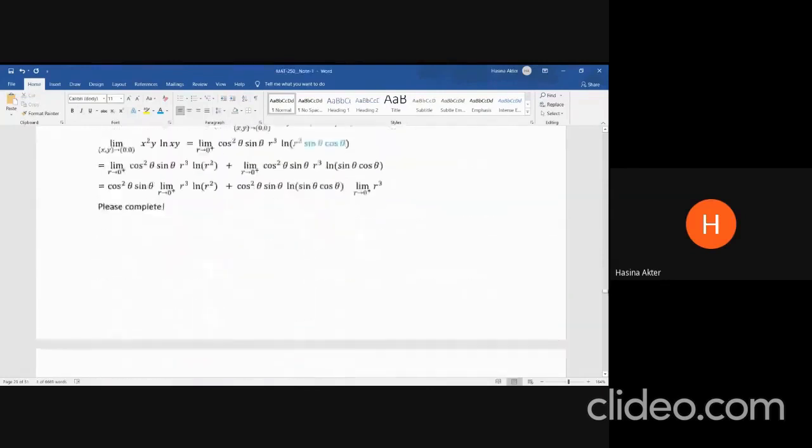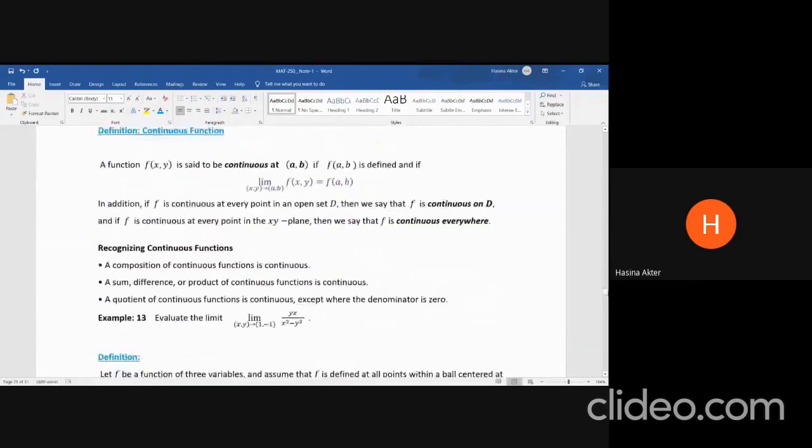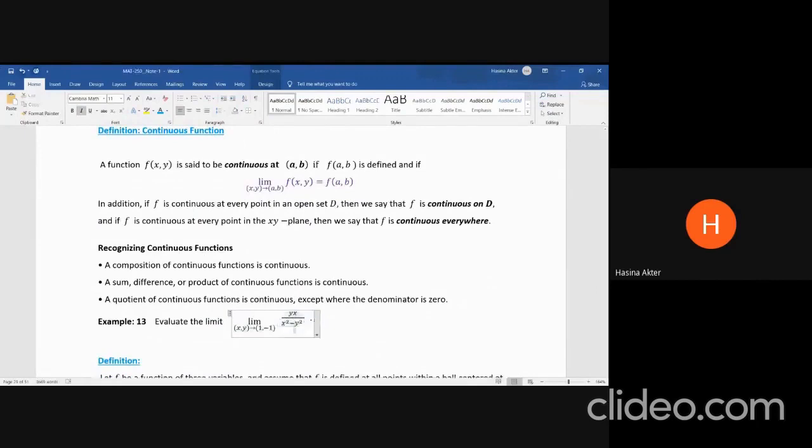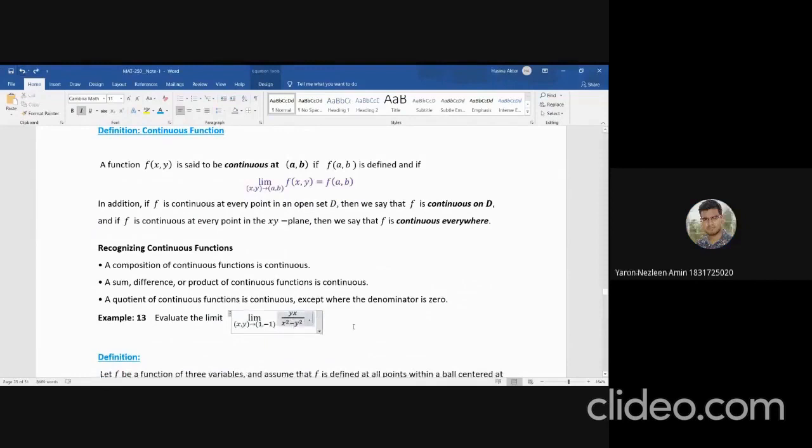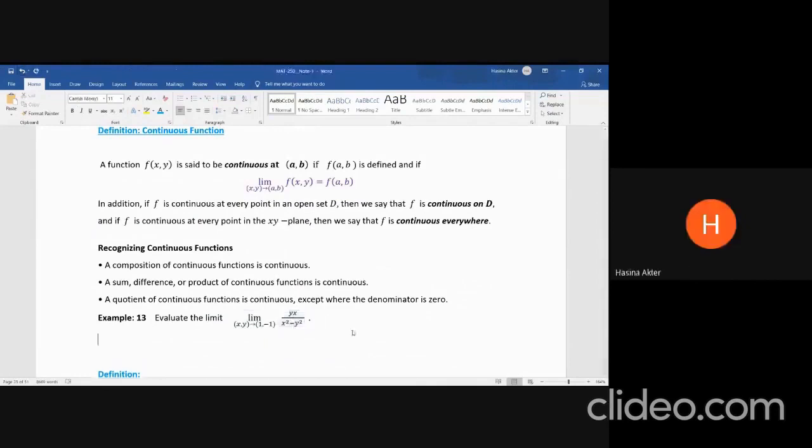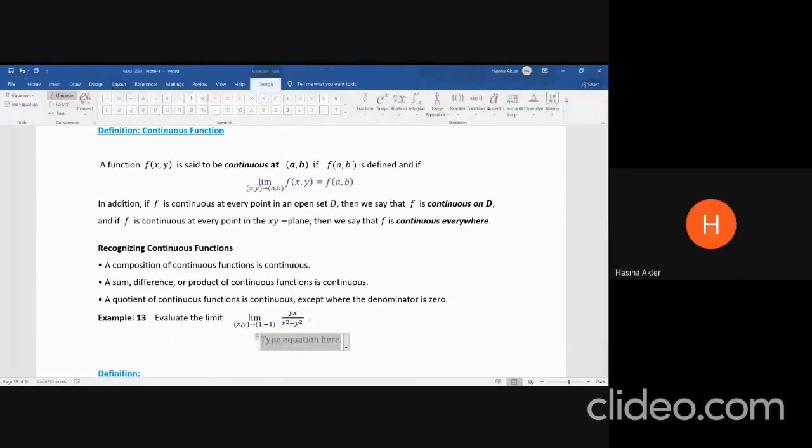But I wanted to change that one. I wanted to say that the function is not continuous at the given point. Now look at the function. This is a rational function. It must be continuous on its domain, and its domain is the domain of this function. Wait a minute. All real numbers? No, not all real numbers. The domain of this function is not the whole xy plane. Look at the denominator. Denominator can be 0 as well.